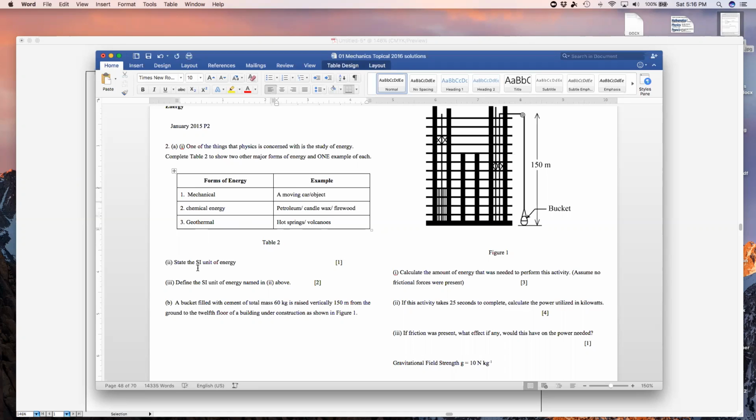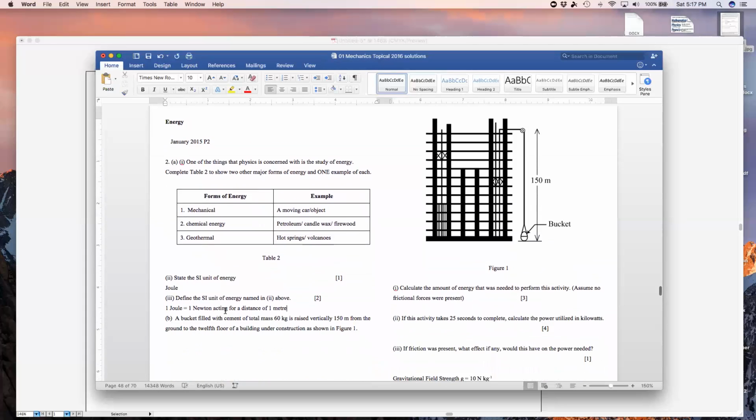Right? The SI unit of energy is, of course, the joule. And define the SI unit of energy. 1 joule is equal to a force of 1 Newton acting over a distance of 1 meter. Right? So that's the definition. 1 joule is equal to 1 Newton by 1 meter.